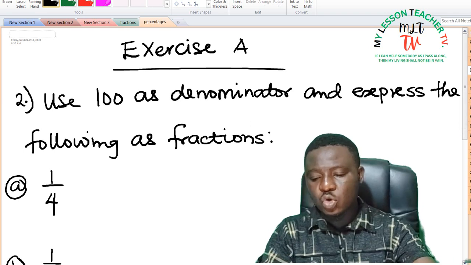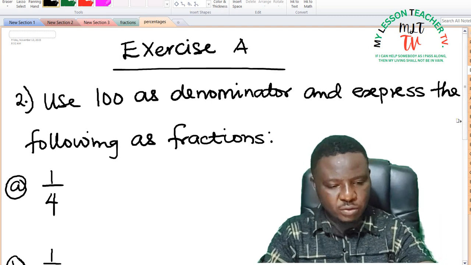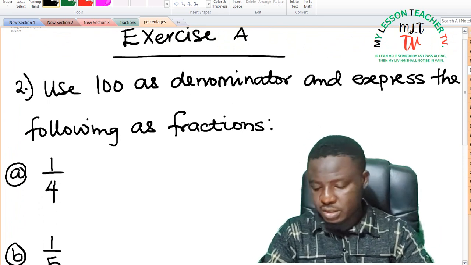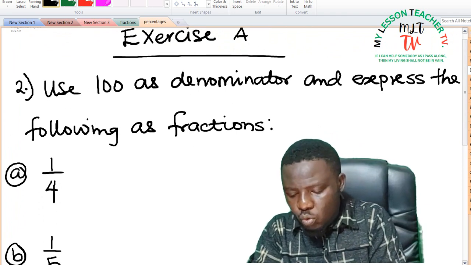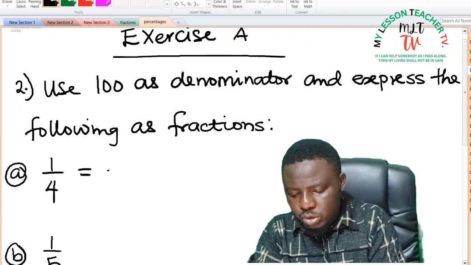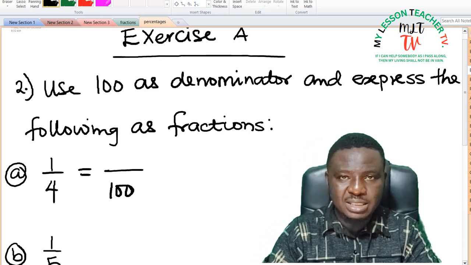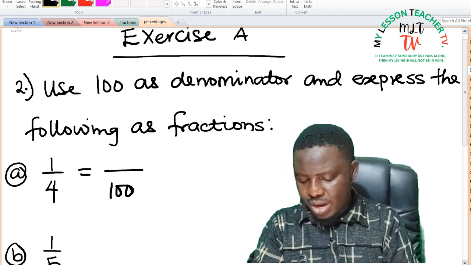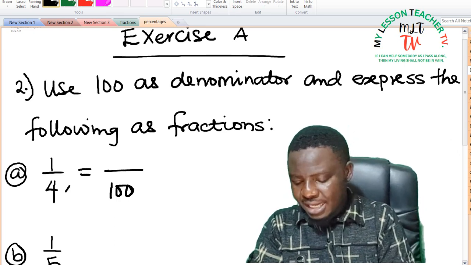In this exercise, we are asked to use 100 as denominator and express the following as fractions. What this means is that we have to find the equivalent fraction of each of these fractions, and we have to use 100 as the denominator. So this is equal to a new numerator divided by 100. Just the same as we did in the last exercise, you ask yourself, what will I multiply 4 by to give me 100? It's the same thing as 100 divided by 4, and that is 25.